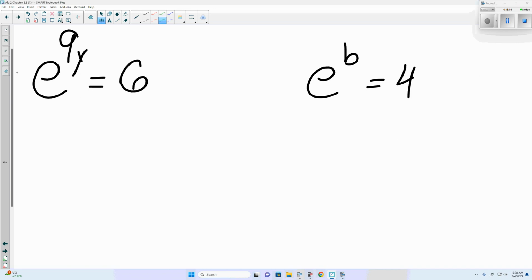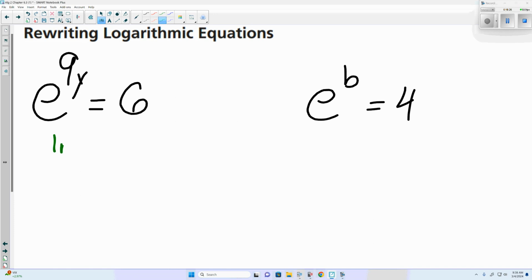So e to the 9y equals? Almost. So ln of what? ln of 6 equals 9y. All right, guys, let's focus in here. Yeah, ln, because it's standing for our natural logarithm. I have no idea why they flipped it and it's not NL for natural log.